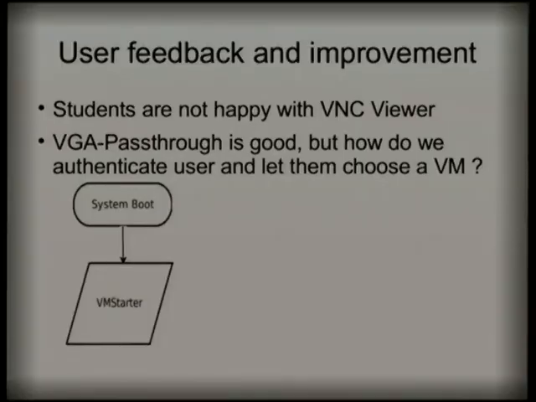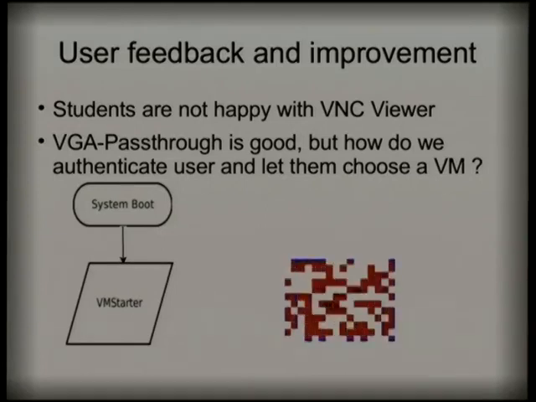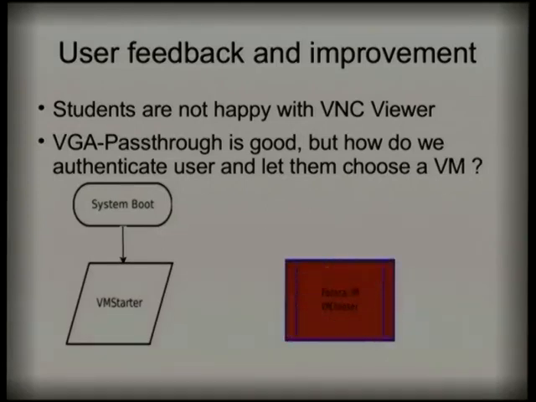The way we do it is we start a daemon on the host, and it will check if there's any VM running. If there's none, we will bring up a Fedora VM, which runs the VM Chooser. Then the user can log into this Fedora VM, authenticate, and make a selection of the VM to run.